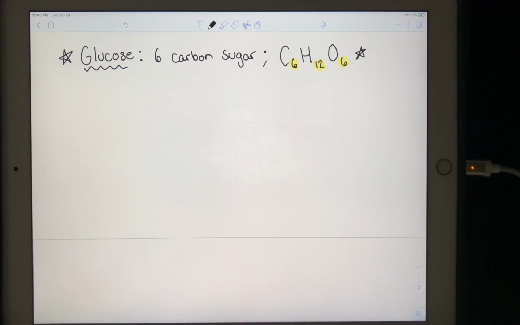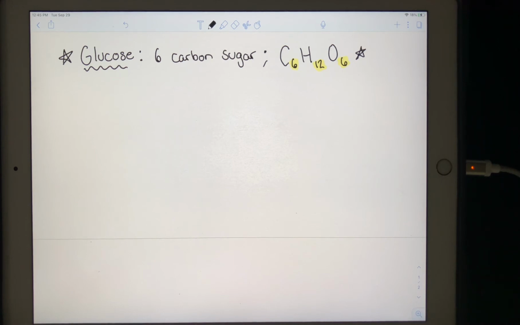One of the most important sugars that you have to remember the chemical formula for is glucose. Glucose is a 6-carbon sugar, and its chemical formula is C6H12O6. It has 6 carbons, 6C, and attached to those we have 12 hydrogens, and also included are going to be 6 oxygens. It is going to be very important that you memorize this chemical formula.